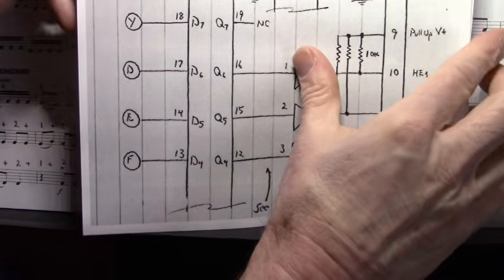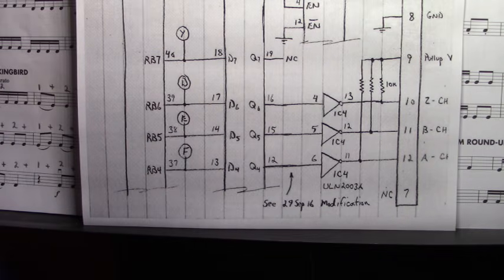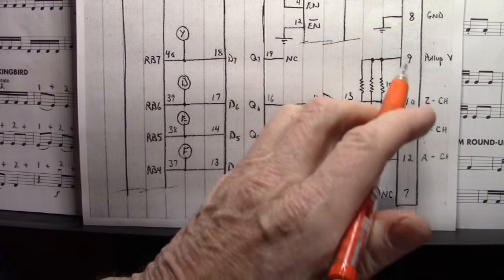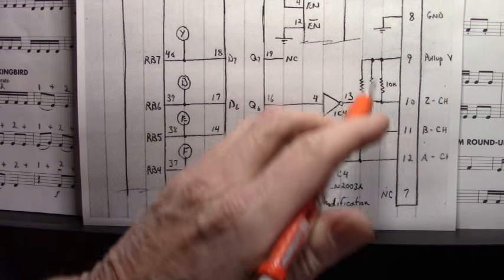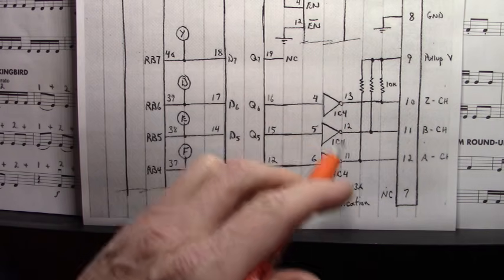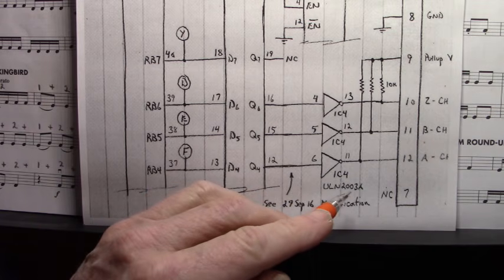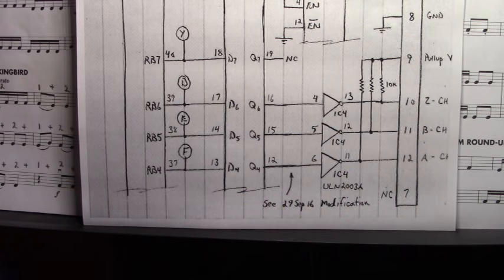And on the P6 connector, let's move this out of the way. Here's the encoder output. And the same circuitry, pin 9, not pin 7, pin 9 is the 10 kilo ohm pull-up resistors for these 3 open collector ULN 2003A. Pin 7 again, no connection.